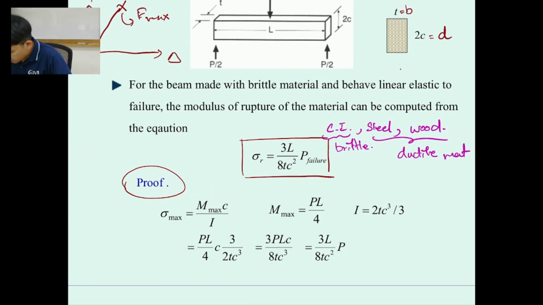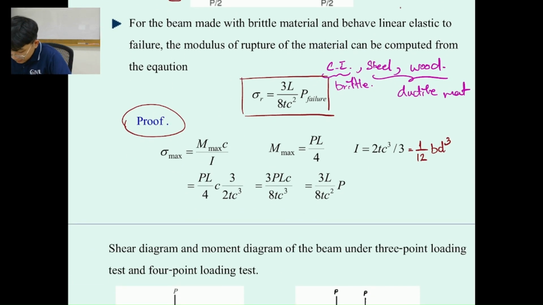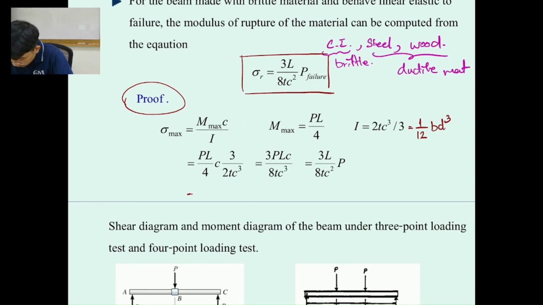So this one changes from 2TC power 3 to 1 over 12 BD power 3 over here. And then if we substitute back the C value over here from the lab, it is going to be D over 2.